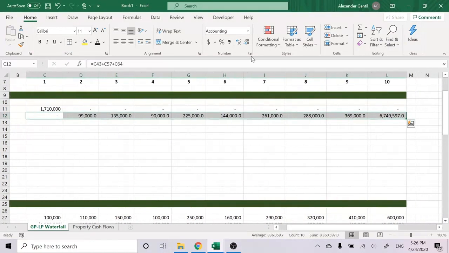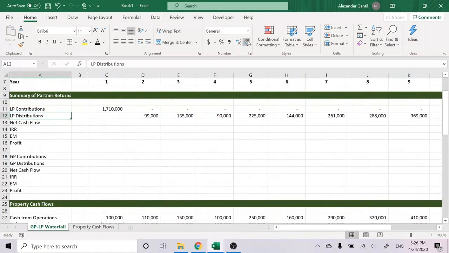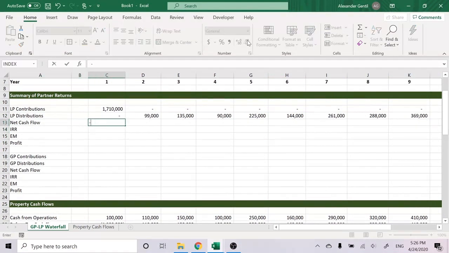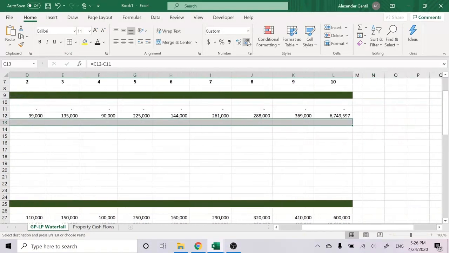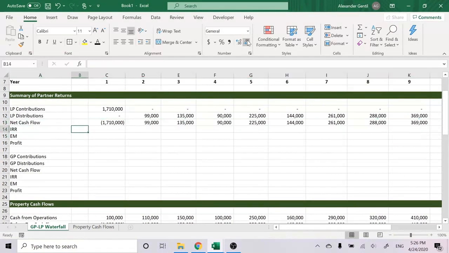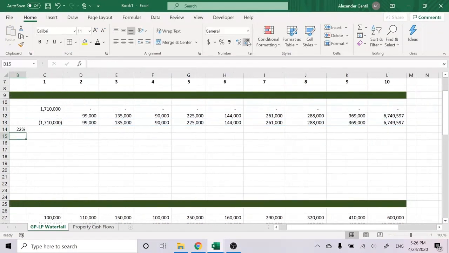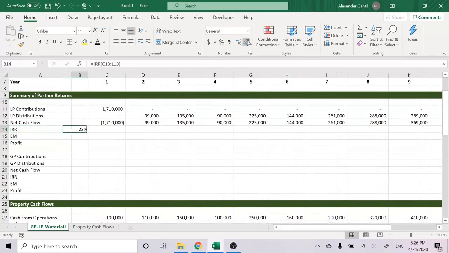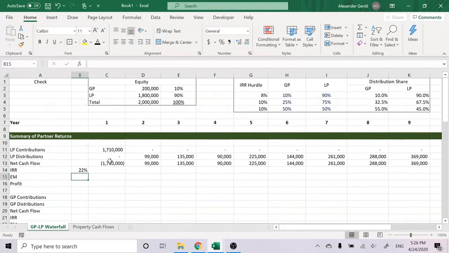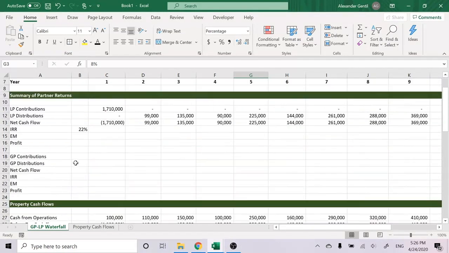And just focus on my formatting here. And then our net cash flow is going to be our distributions minus our contributions. This is just a summary of everything, but it's important to understand how we got there. And I'm going to IRR check this. So the partner is getting an effective return of 22%. So clearly, he beat that initial 8% expectation.